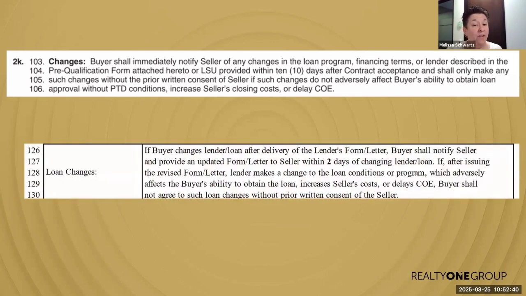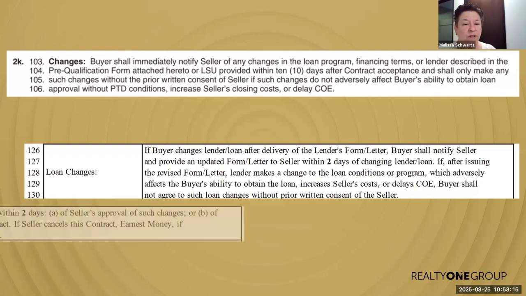All right. On the other side, loan changes, very similar, buyer changes. This is saying buyer shall notify seller and provide an updated form or letter within 2 days of changing the lender or the loan. It's a little different there. And lender makes a change to the loan which adversely affects, right? So if after issuing the form, lender makes a change which adversely affects, then buyer shall not agree to such loan changes without prior written consent from the seller, right? Any changes that are going to adversely affect need that in writing. So very similar to ours in terms of that.